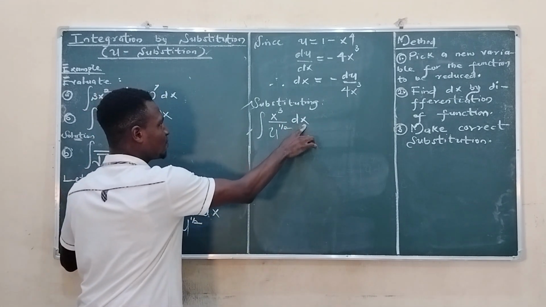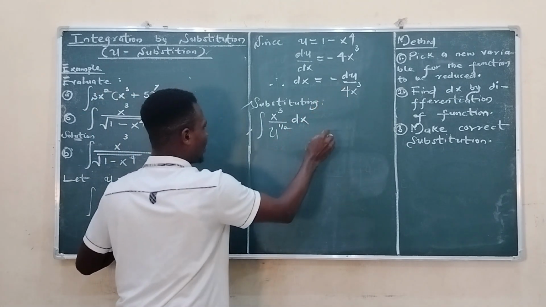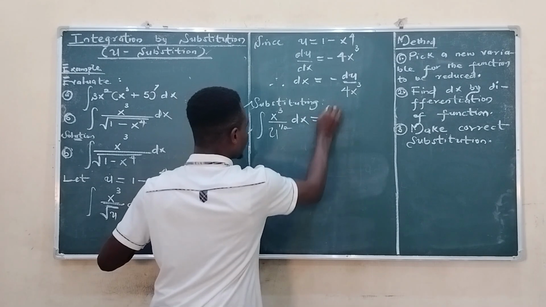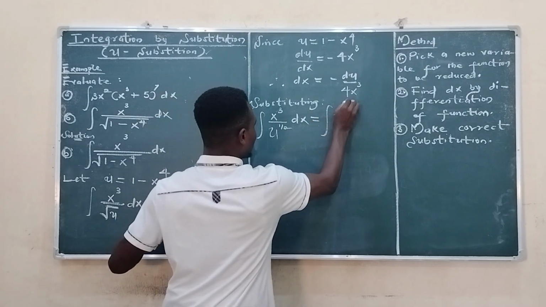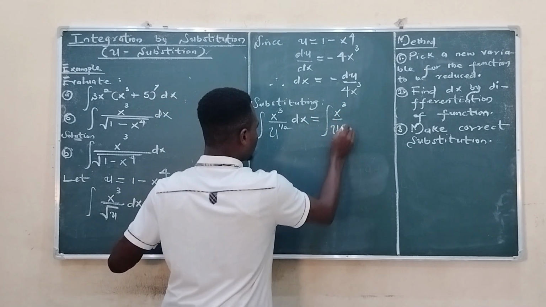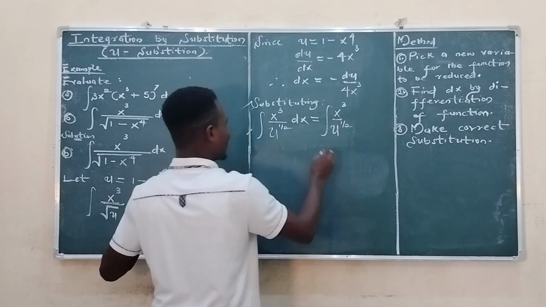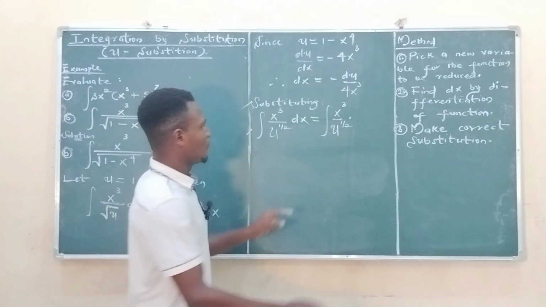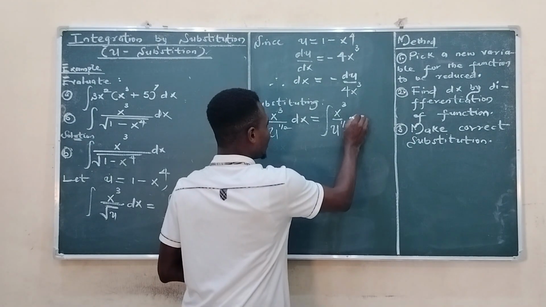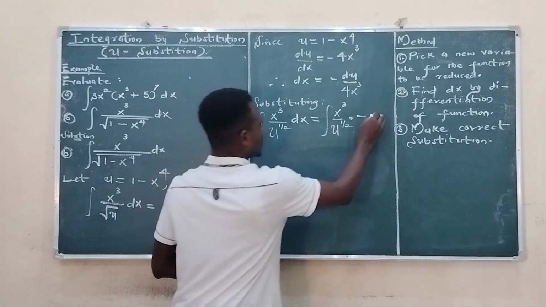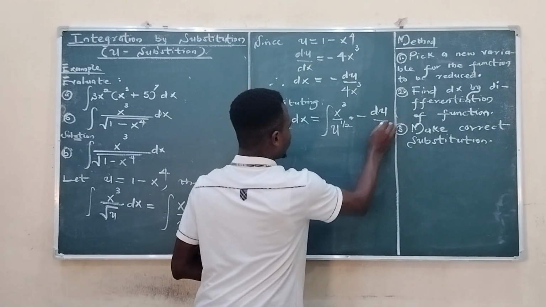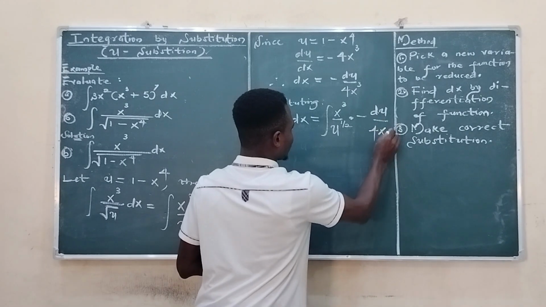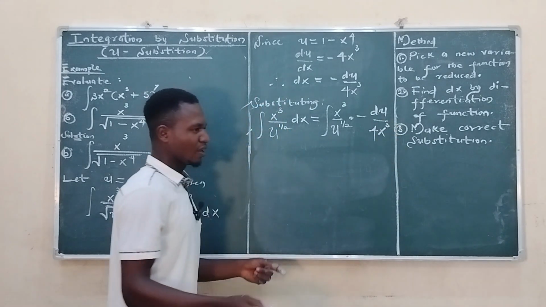Where the dx has a value, and it is given by this. So we have that to be equal to the integral of x raised to the power of 3 all over u raised to the power of 1 all over 2, times dx, which is given by this. So when we substitute, we have that to be times minus du all over 4x raised to the power of 3. That is it now.